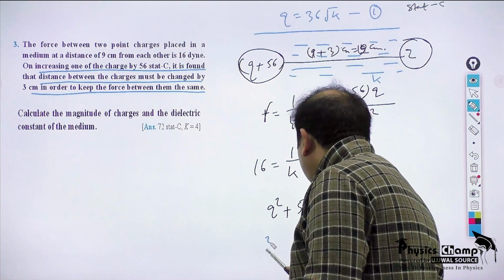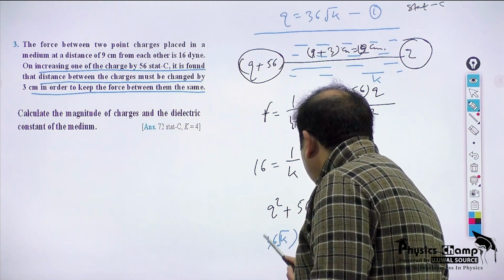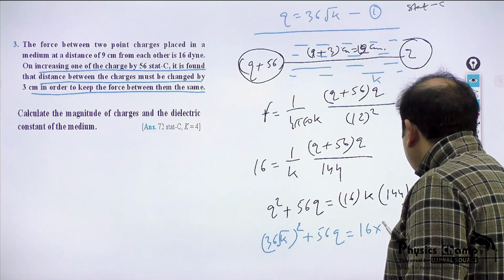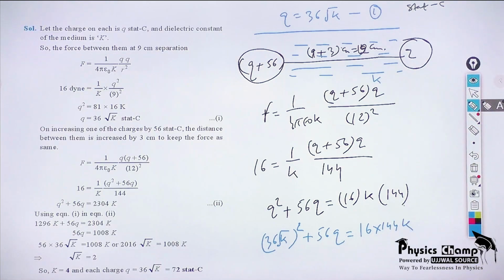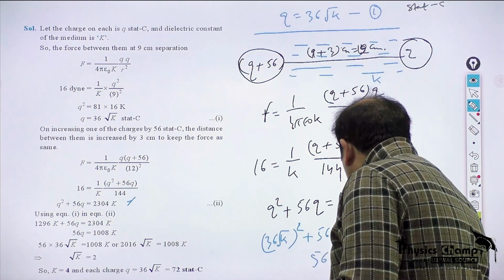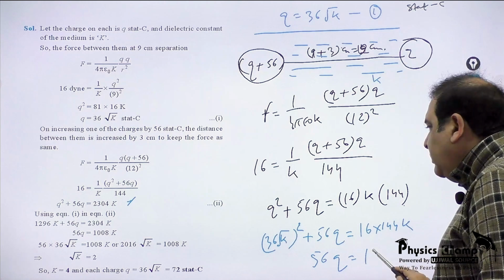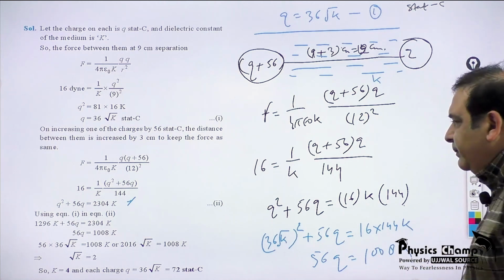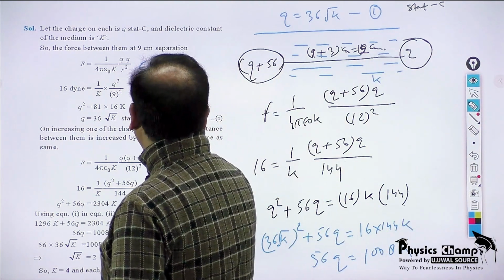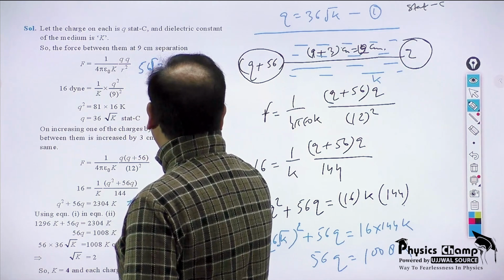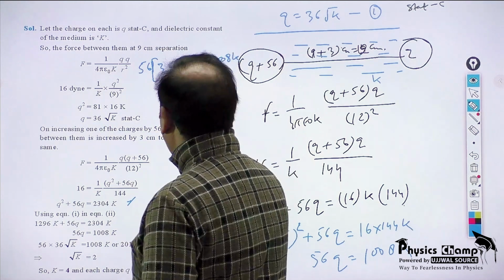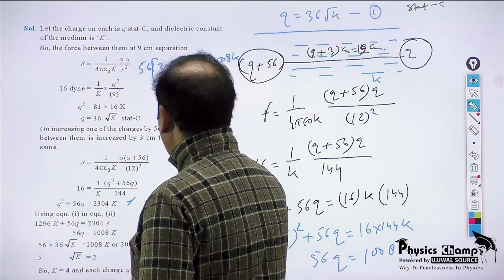Now I can introduce the value of Q square as 36 root K whole square, plus 56Q is equal to 16 into 144 K. Now, I have this equation finally, which says 56Q is equal to 1008 K, and the value of Q is how much? 36 root K. So I can say 56 into 36 root K has a value 1008 K, and thus we will have root K is equal to 2 and K is equal to 4.